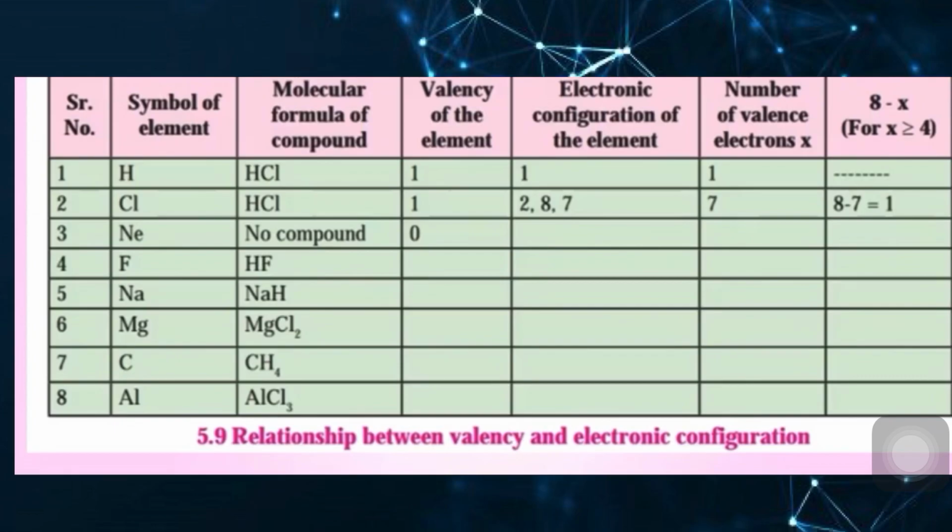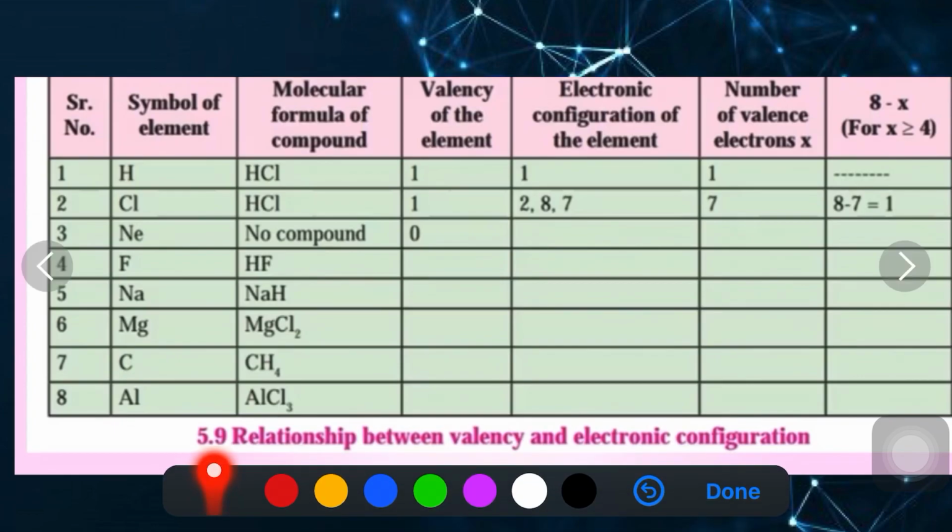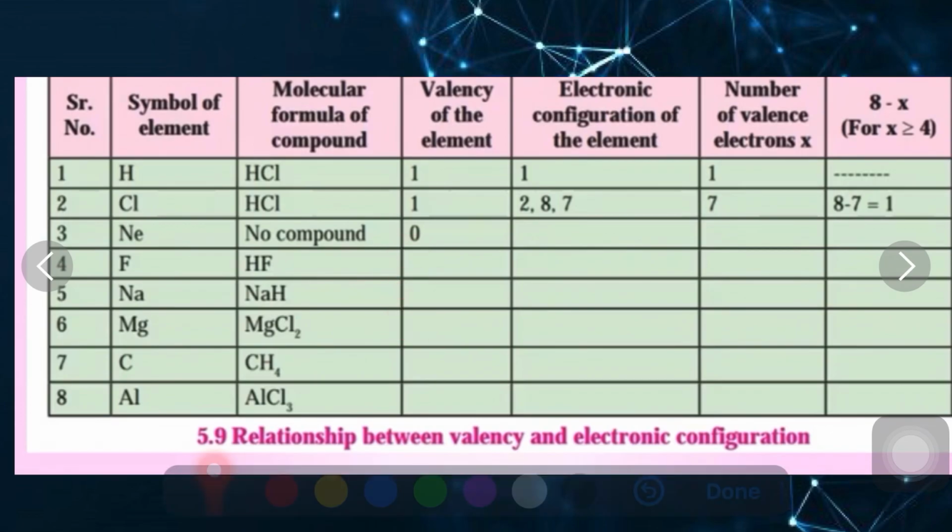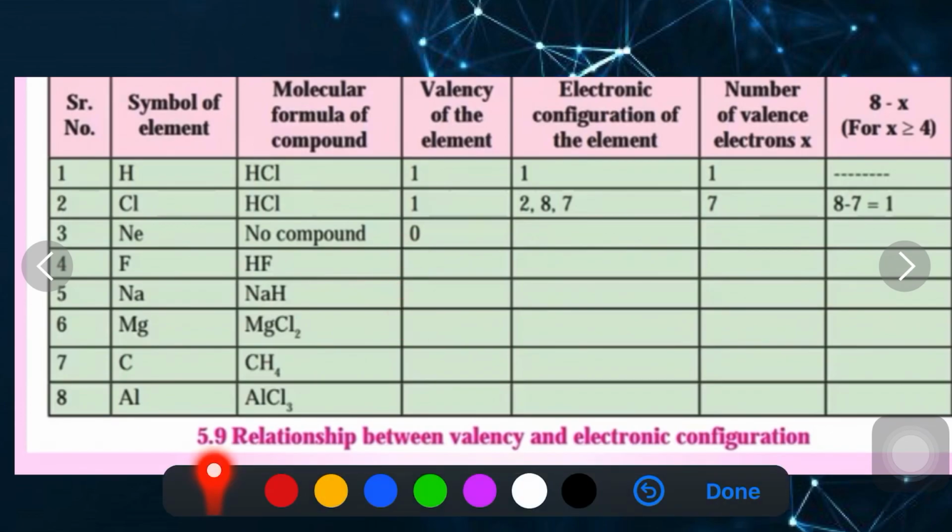Student, the following table, which is on page number 35 of your textbook, shows molecular formulae, symbol of element, valency of element, electronic configuration of element, number of valence electron, that is X, and last one is 8 minus X. Student, you will do 8 minus X when X is more than 4. Okay, so 2 columns are done for you.